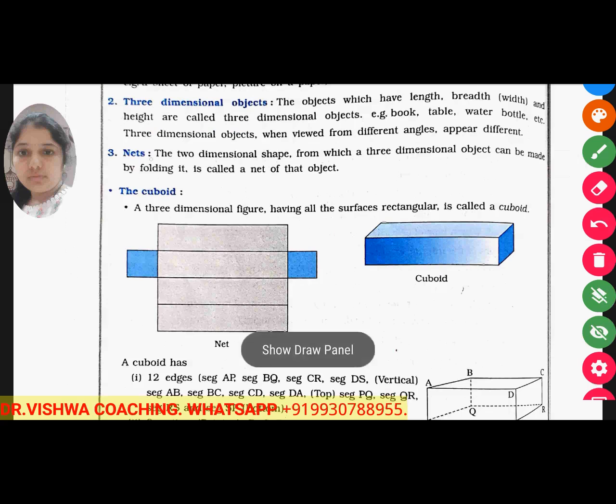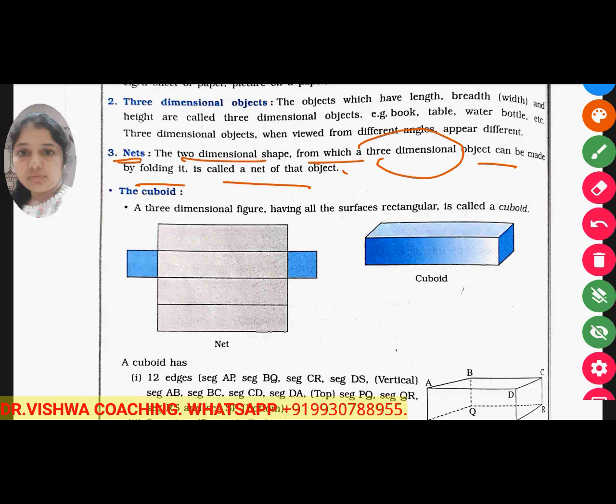So net, what is meant by net? A net is a two-dimensional shape from which three-dimensional objects can be made by folding it. So it is called the net of that object. Now cuboid: a three-dimensional figure having all the surfaces rectangular is called a cuboid.